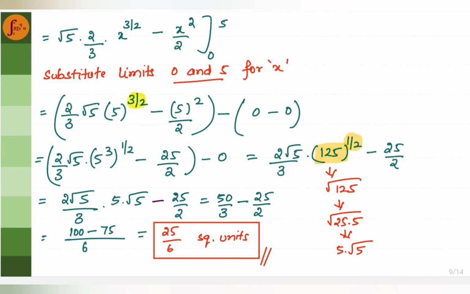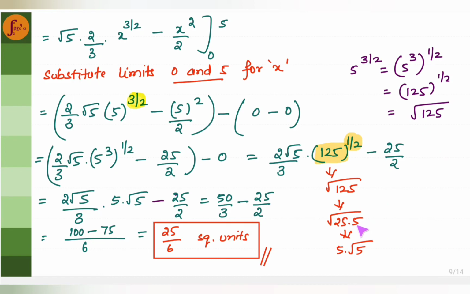Like I said earlier, 5 to the power 3 by 2 can be written as 5 to the power 3 into half, right? Then this is going to be 5 into 5 into 5 is 125. To the power half is nothing but square root of 125. So again, we can write square root of 125 as root of 25 into 5. Basically, we want to get a smaller number.